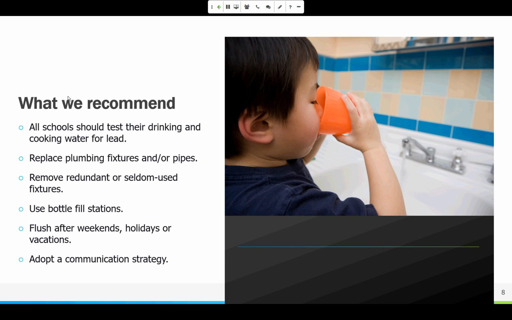Once samples are collected and analyzed, results and planned action steps should be shared with parents, guardians, and staff as soon as possible after receiving results. And schools can use the sample notification letters that were developed by the pilot to make these notifications. And with that, I'll turn it over to Amelia, who will discuss some of these communication tools and strategies that we use.